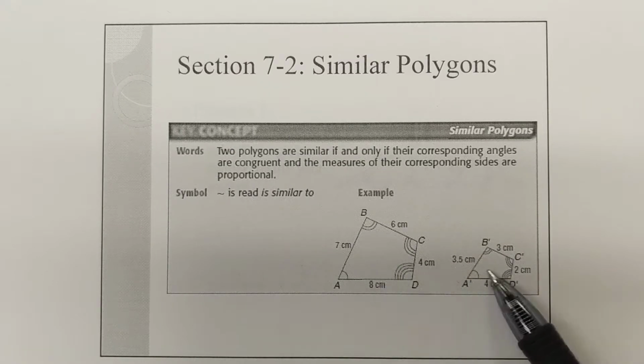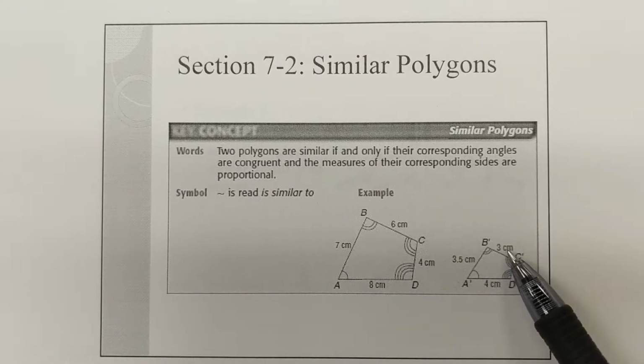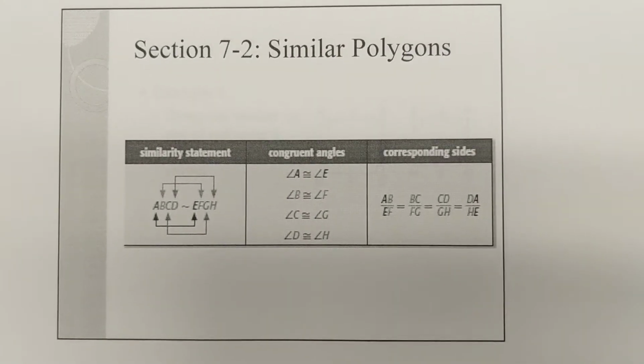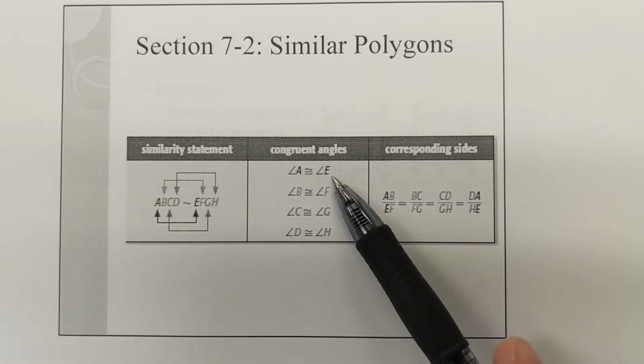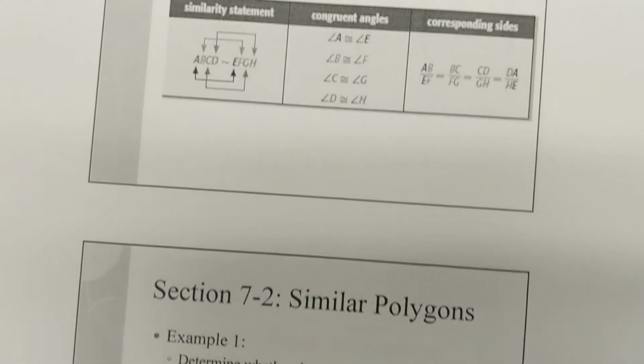Now that has to be the same. Like you can't divide 7 by 2, you get that, and divide 6 by 6 and have a 1 there. That division step has to be the same no matter which side you're going to. So just things about similar polygons: congruent angles, corresponding sides, and the ratios all have to be the same.